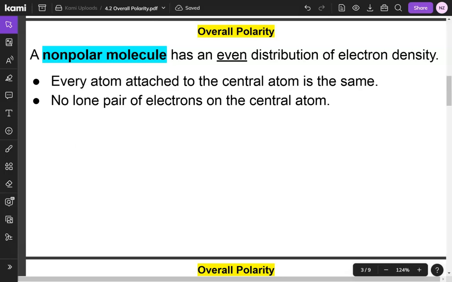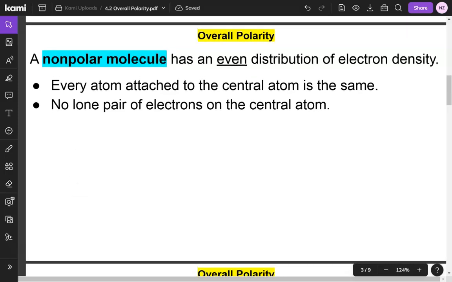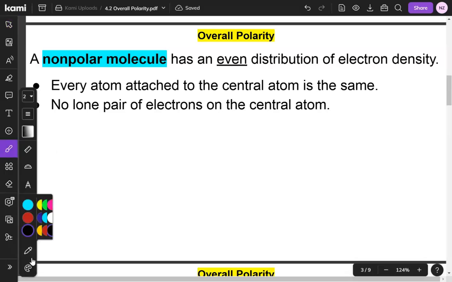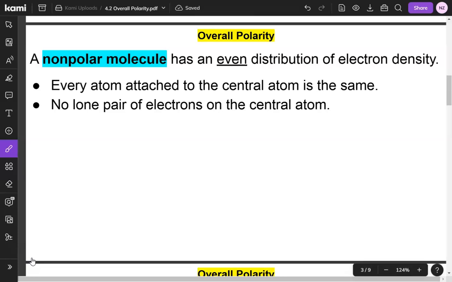So a nonpolar molecule has an even distribution of electron density. Okay, this is going to be really important. Everything is evenly distributed. So in a nonpolar molecule, every atom attached to the central atom is going to be the same. There aren't going to be any lone pair of electrons on the central atom. So I'm going to represent this with just some variables here. So let's do X and Y.